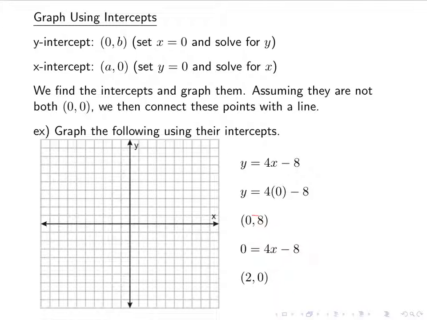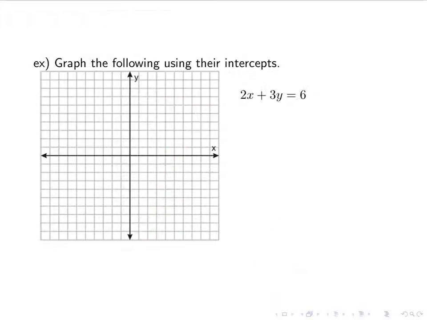So 0, negative 8, roughly, and 2, 0, again, roughly. Those 2 points will create a line. So all I have to do is connect them. I'm going to try to make it straight. Close enough. Okay, so that's all we have to do. So let's try another one.